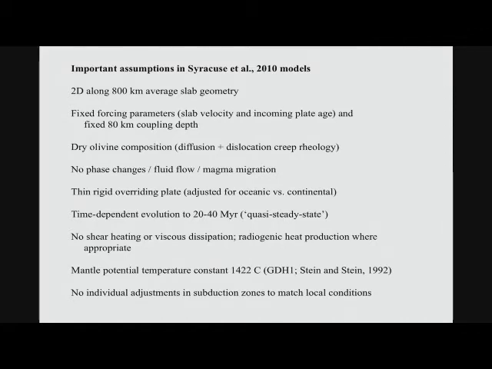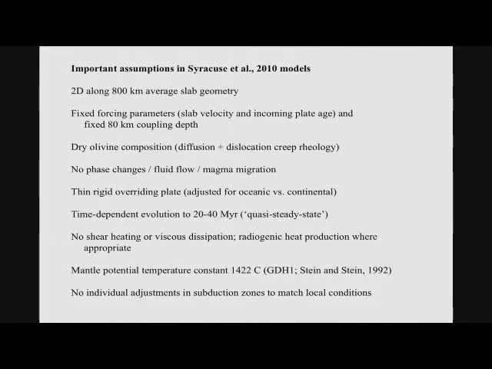Mantle potential temperature is kept constant at 1422, actually 1422.5 degrees Celsius. This incredibly precise number is based on the GDH1 model by Stein and Stein, which is based on the flattening of the heat flow curve. It's a plate cooling model where they have a temperature of 1450 degrees at the base of the lithosphere. That translates to a potential temperature of this.